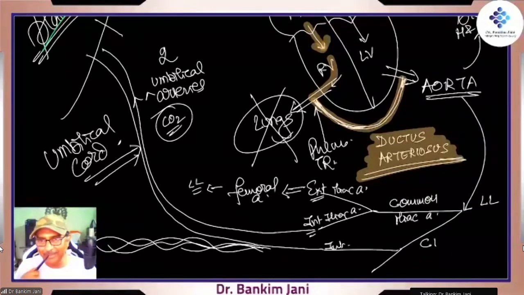What I was explaining: ductus arteriosus, prostaglandins. That is what is released by the placenta. When the umbilical cord is cut after birth, the placenta is no longer in connection, so there is no prostaglandin, the chemical released from the placenta. As the prostaglandin stops, this ductus arteriosus starts shrinking.